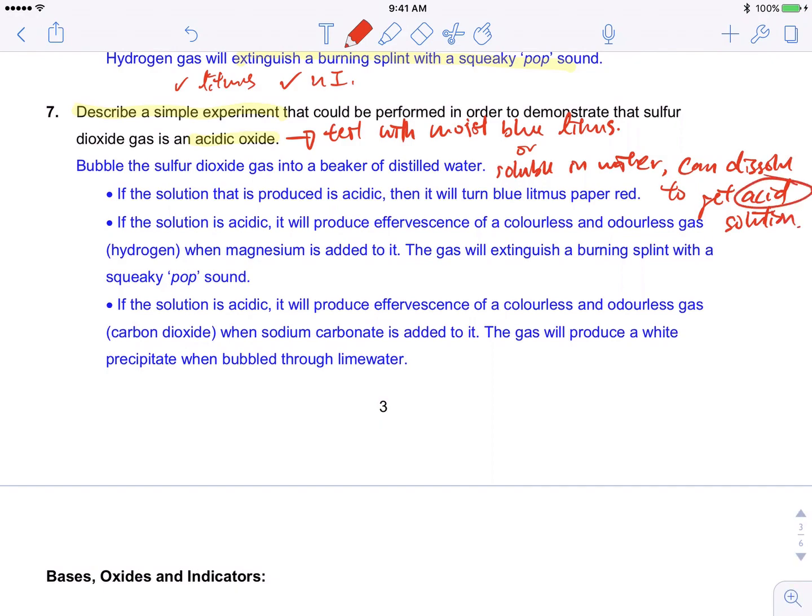Okay, since it's an acid solution, we can react it with a metal or metal carbonate. If we see effervescence, then you know that it's an acidic solution. But I will say that this is easiest. If a moist blue litmus turns red, then it's an acidic oxide.